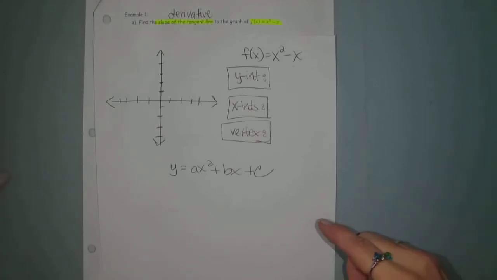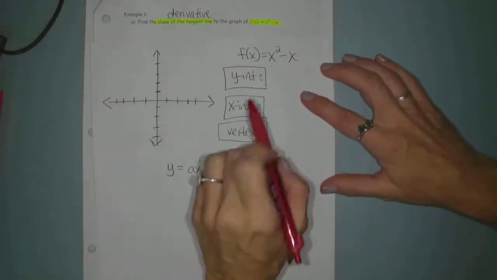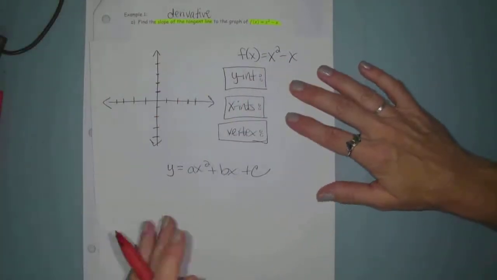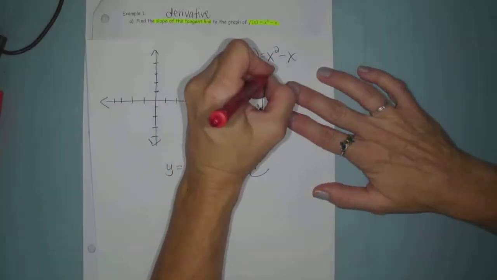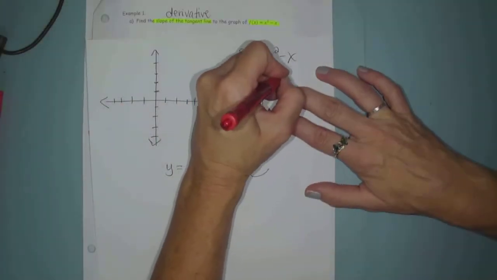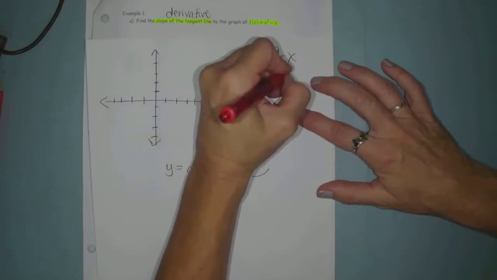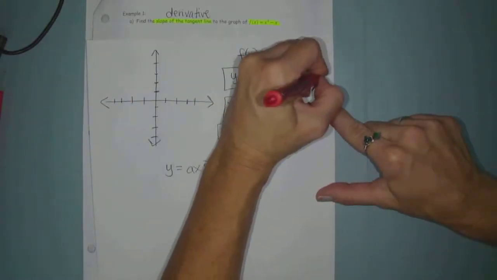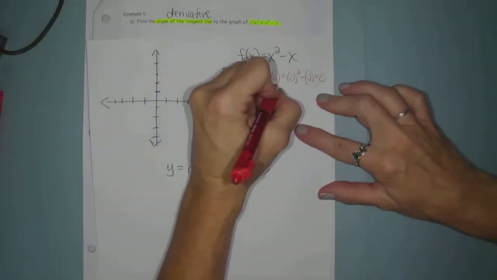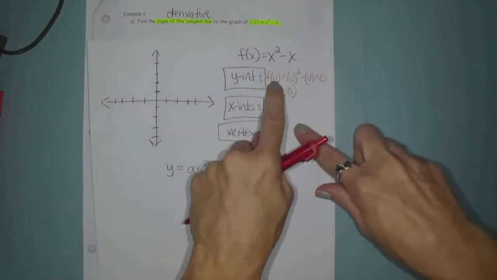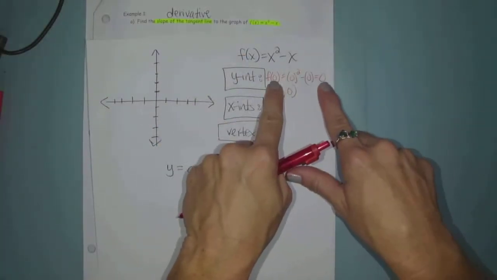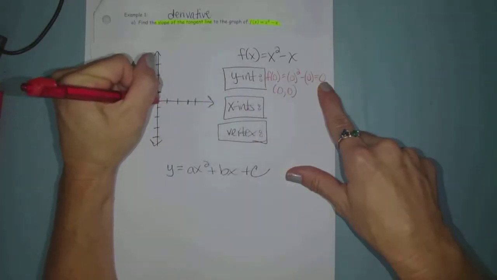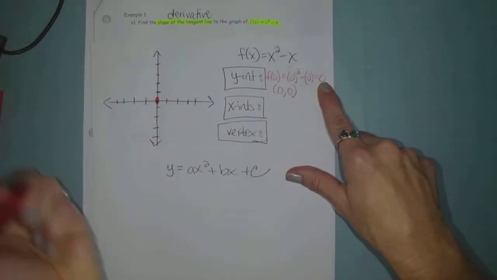So let's do that. So the y-intercept is the value of y when x is 0. So by now you know to find a y-intercept, you just find f of 0. And f of 0 is just going to be 0 squared minus 0, which is 0. So your y-intercept sits at 0, 0. When x is 0, y is 0. So I'm going to fill that in over here, 0, 0.